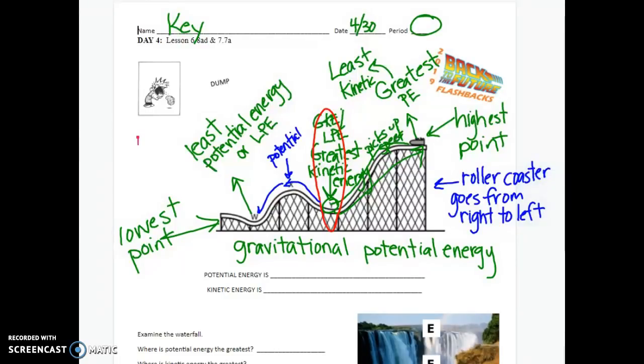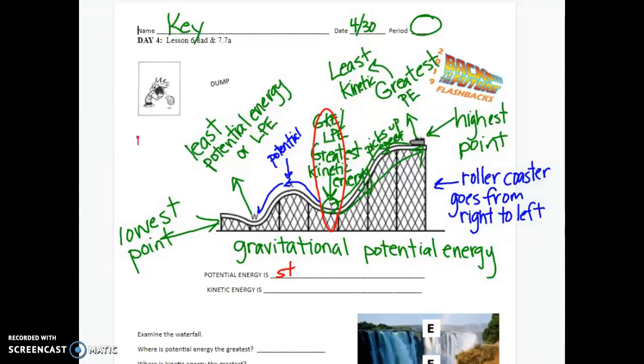Right there at X, you're going to have about half potential, half kinetic. You still have some kinetic energy because it's still moving. You're up off the ground, so you still have potential energy. So that's going to be a combination of both right there. And then, of course, W, we're back down to the least potential energy, and we'll have kinetic energy there too.